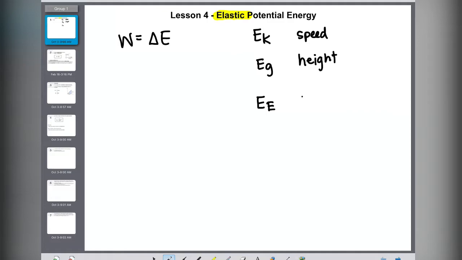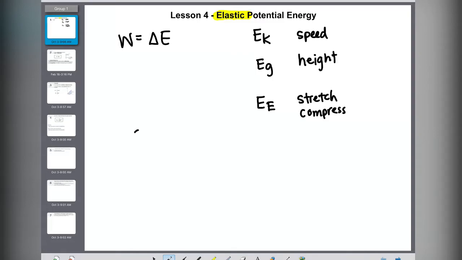That's when we stretch or compress either a spring or an elastic. Well, you can't compress an elastic, so this is mostly talking about a spring. It actually stores up energy as well. And today we're just learning the equation of how to calculate the stretch.